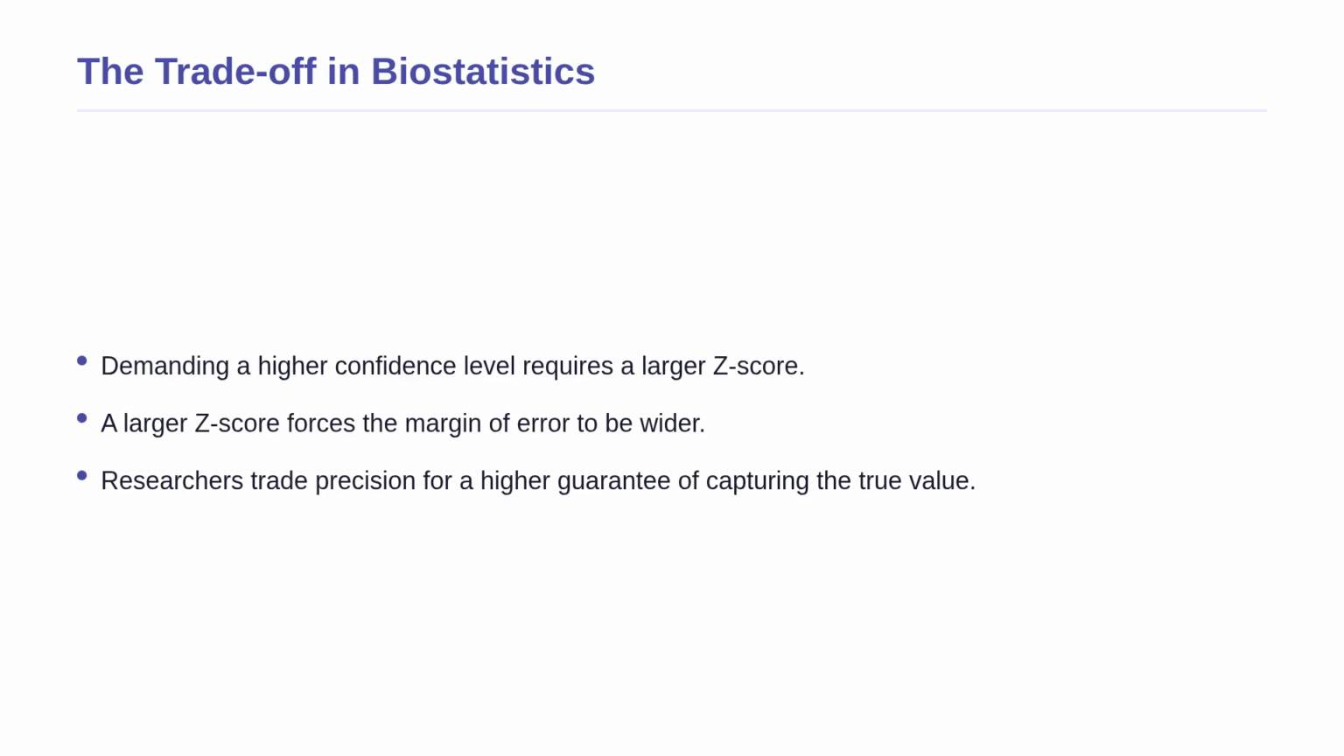In statistics, you are always trading precision for a higher guarantee of capturing the true value. If you want a narrow, precise interval, but also want high confidence, your only option is to drastically increase your sample size.